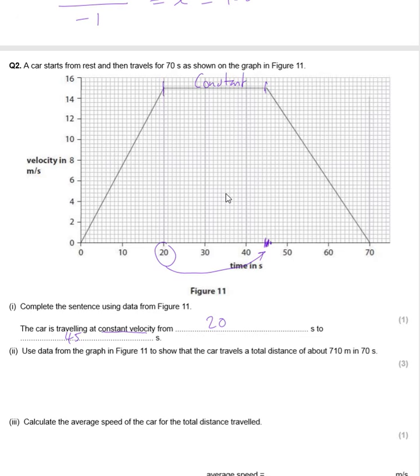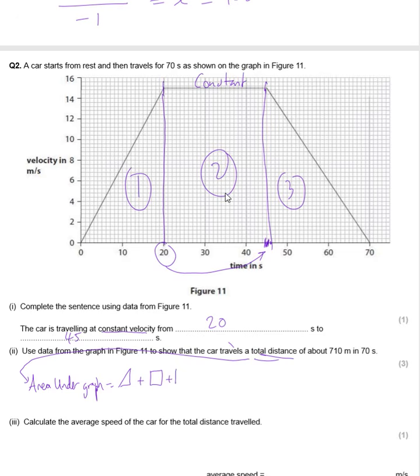Next one, we're going to use the graph to show that the distance is this one. Distance is the area under the graph. Here we have three shapes: 1, 2, 3. So it's going to be the area of these three: the triangle plus the rectangle plus the triangle.